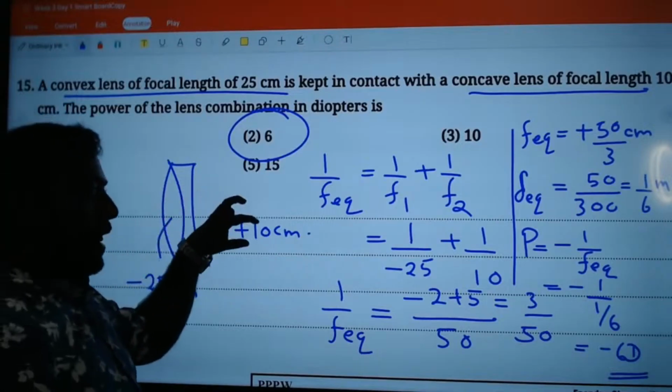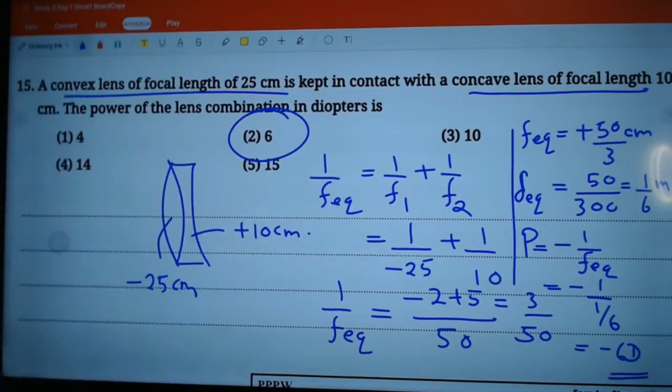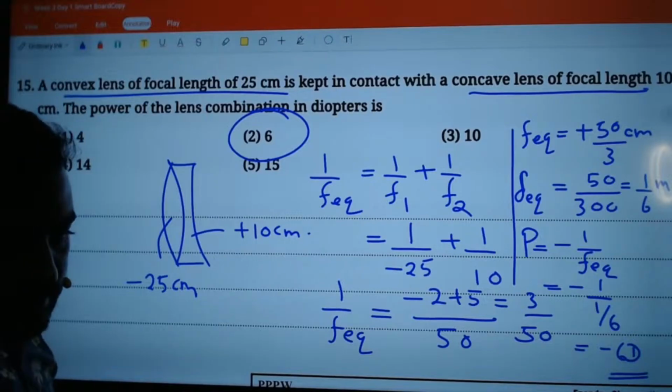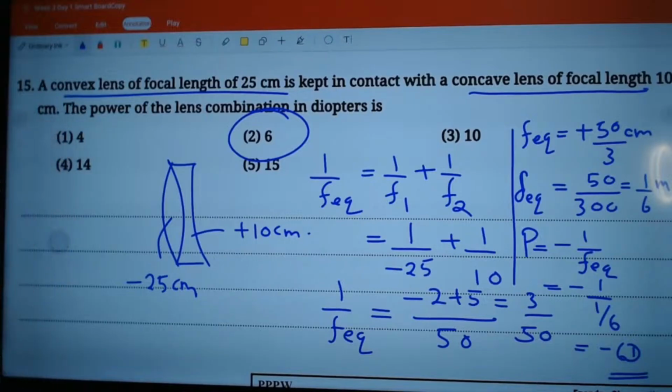We find the equivalent focal length, and from the equivalent focal length, we can find the equivalent power of the combination.